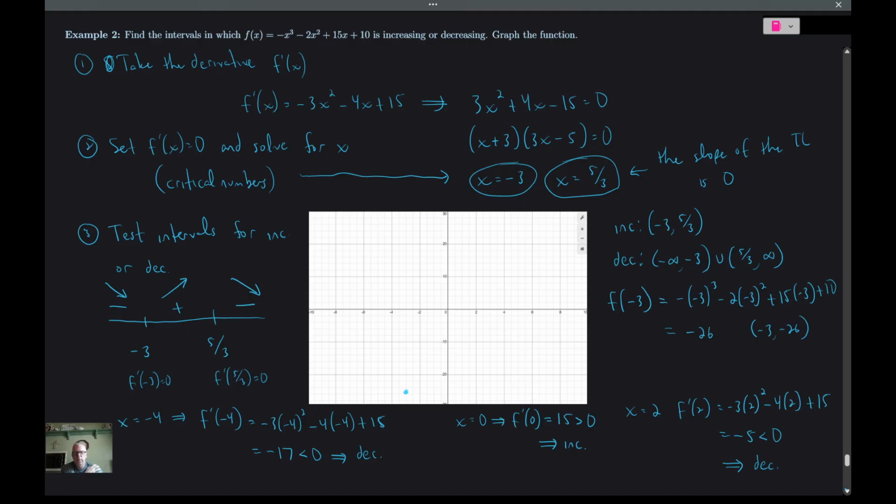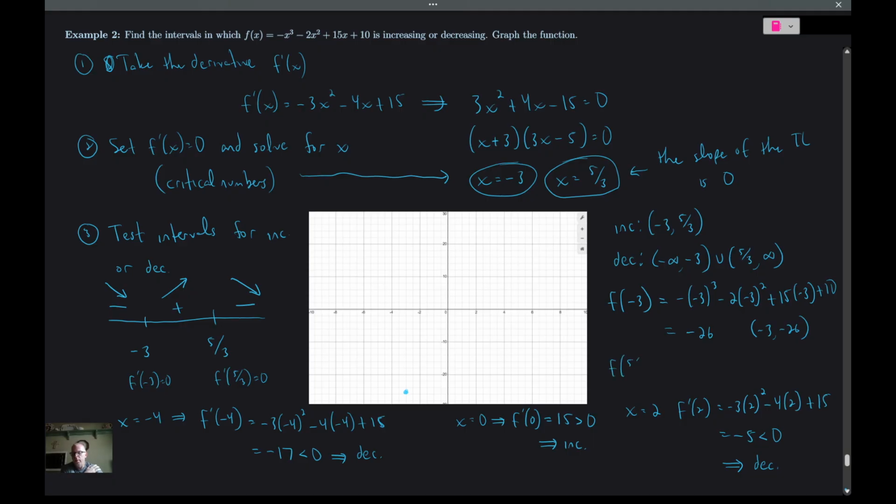Then let's get the other. These are going to be our turning points, so you can see kind of the picture of the graph. The graph is going to come down like this till we get to x equals negative 3. Then it's going to come up till we get to x equals 5/3, and it's going to turn again. So these are our turning points.